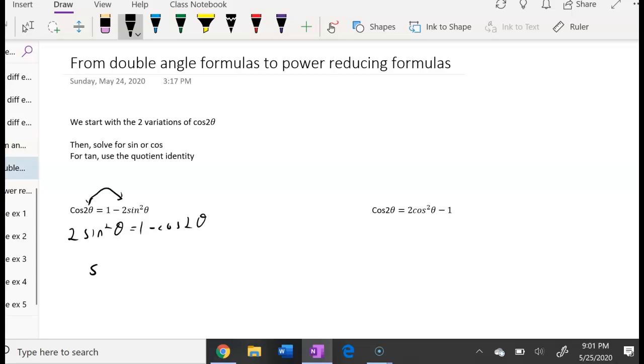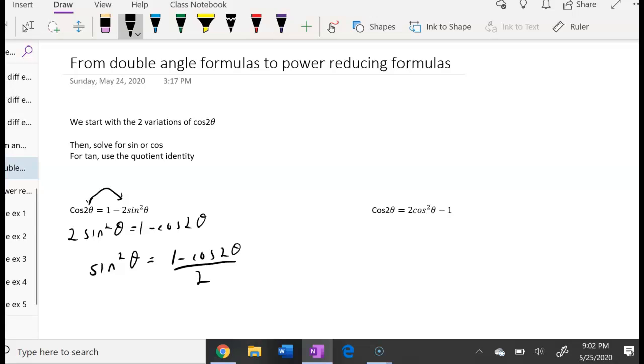And then one more step would be to just say sine squared of theta is equal to 1 minus the cosine of 2 theta, divided by 2. And that's it. That's the power reducing formula for the sine. The reason it's called that is because on the left side you have a second degree expression, and on the right side it's first degree, and that can come in handy in calculus. So you'll use these in calculus.